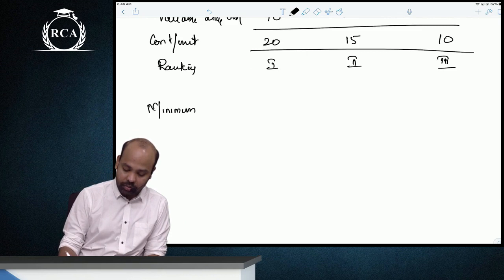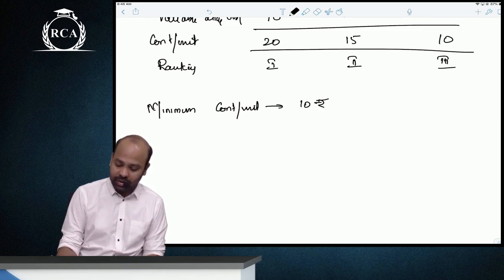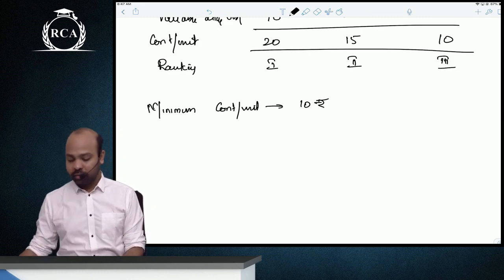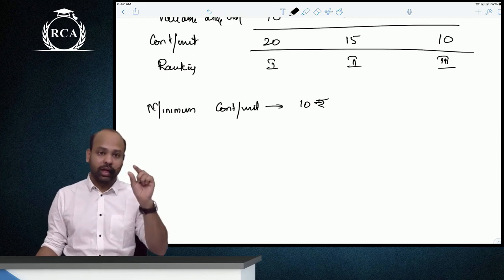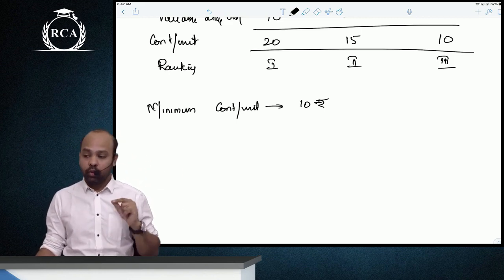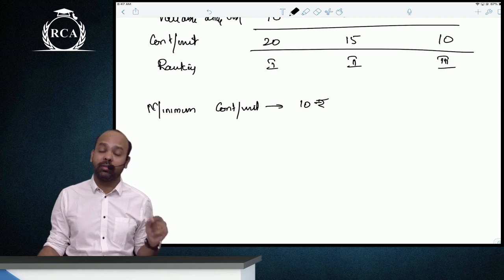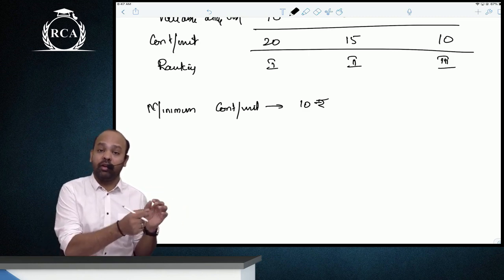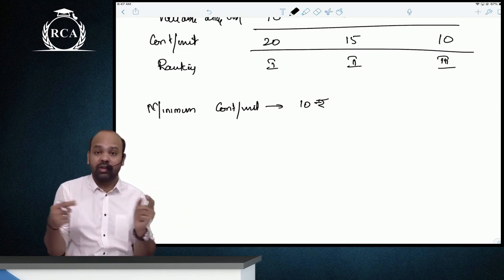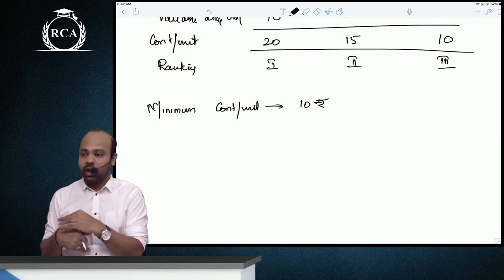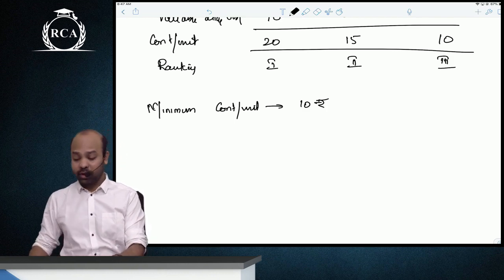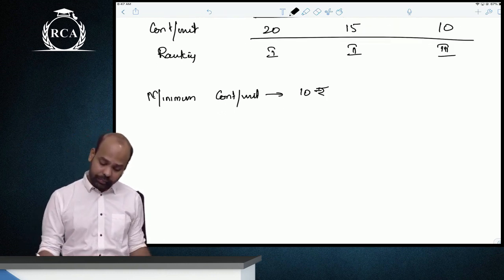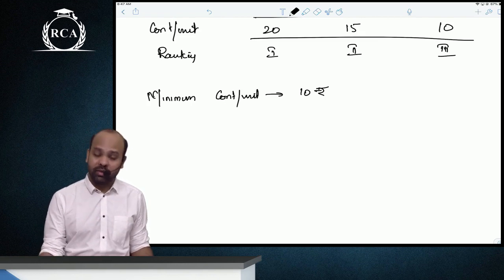The minimum contribution per unit is 10 rupees. I will summarize everything towards the end. I will tell you what is the range of transfer prices, what should be the transfer price to be considered for decision making when you're deciding the output level of a particular division, if it is a receiving division or a transferring division, and what you are supposed to do with respect to conflict settlements. Don't worry. The minimum contribution per unit is 10 rupees per unit.